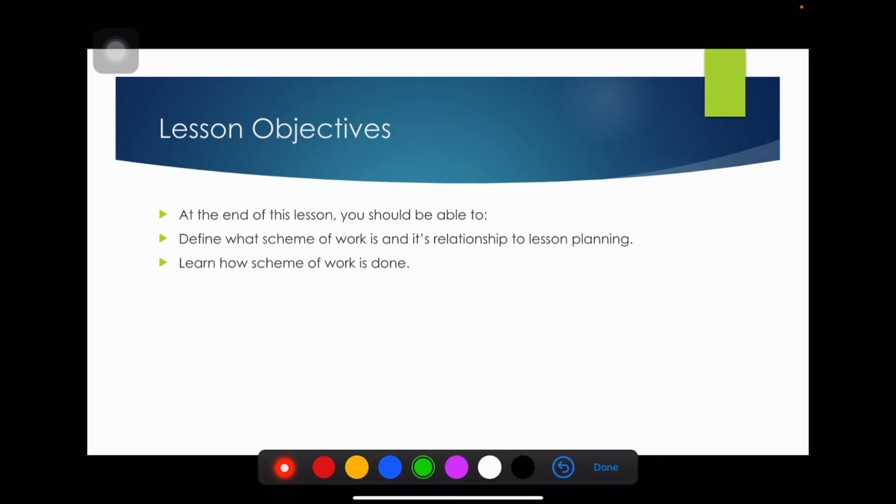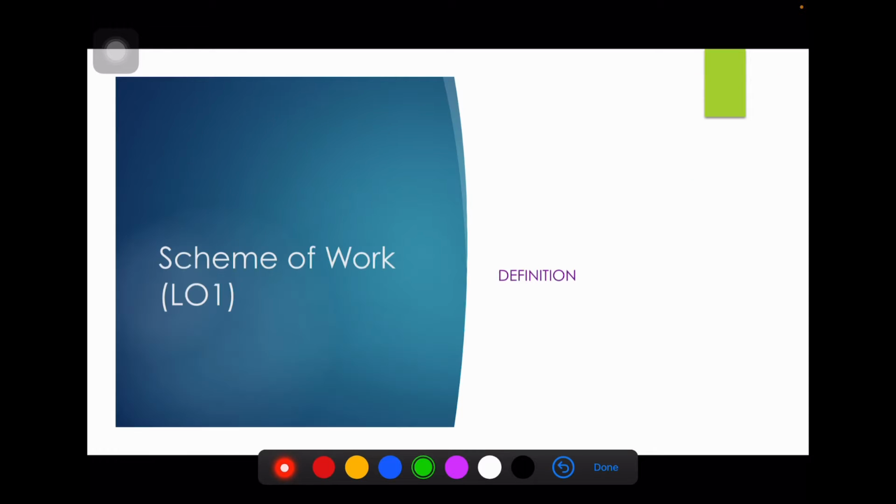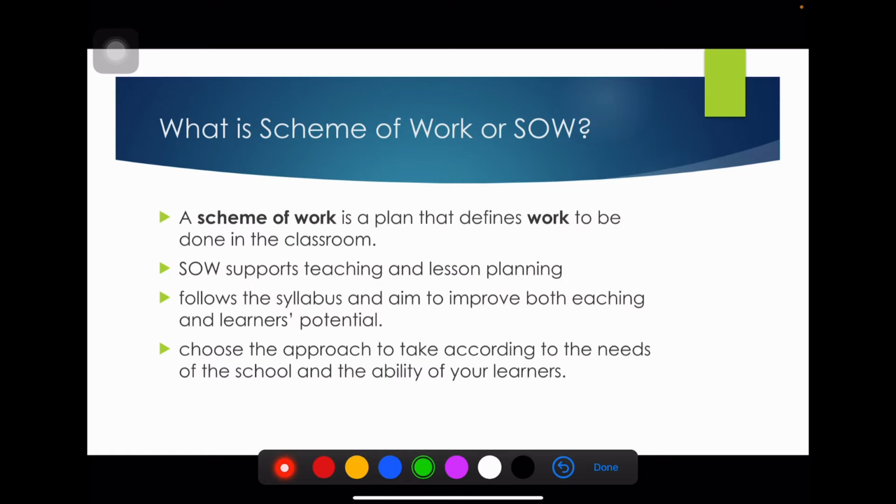Alright, the lesson objectives. At the end of this lesson, you should be able to define what scheme of work is and its relationship with lesson planning. And second, learn how a scheme of work is done. So according to LO1, we look at the definition of scheme of work.